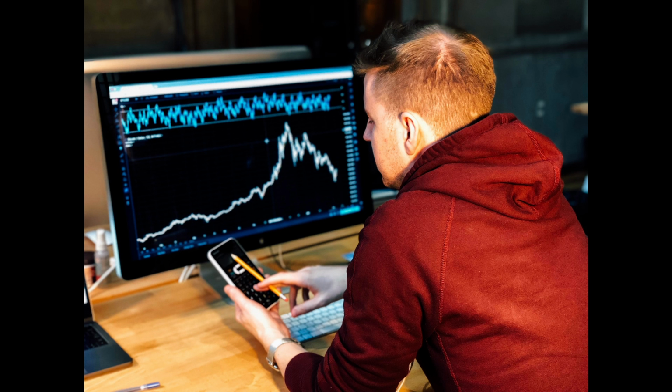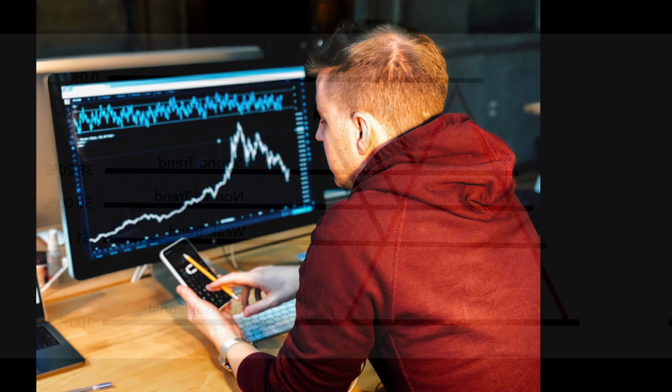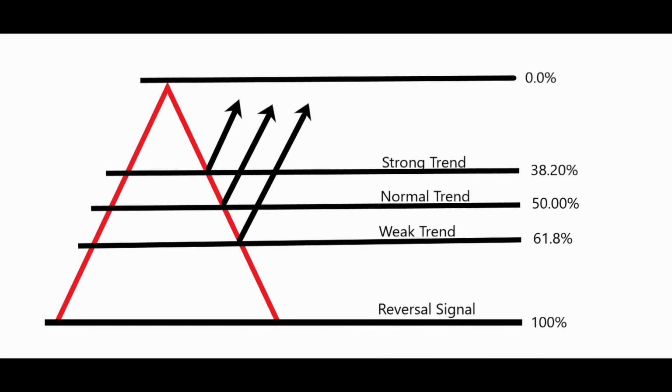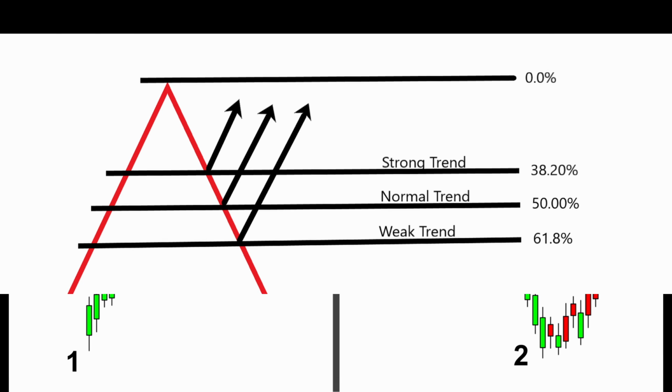Traders will focus on these levels to identify reversal points within the subsequent correction. How to use the Fibonacci retracement tool to trade crypto. The Fibonacci retracement tool is fairly simple to use and can be effective when trading crypto.